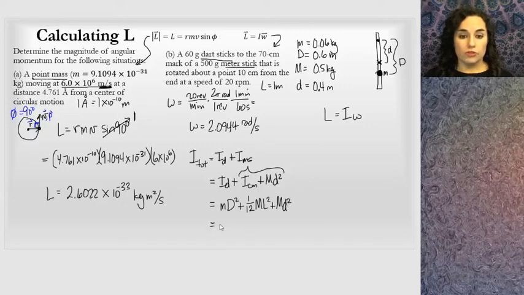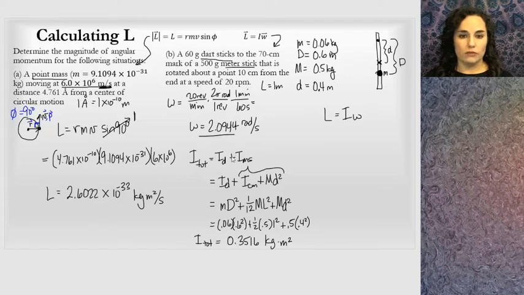We can plug in numbers for this. 0.06 times 0.6 squared plus 1/12 times 0.5, 1 squared, plus 0.5 times 0.4 squared. When you run all of this through your calculator, you get the total moment of inertia to be 0.3516. And the units is going to be kilograms meters squared. That will be I total.